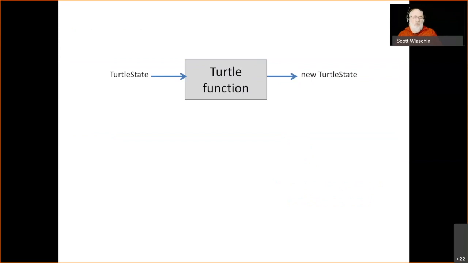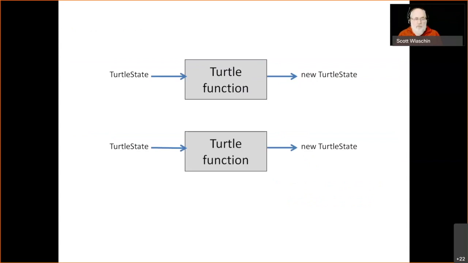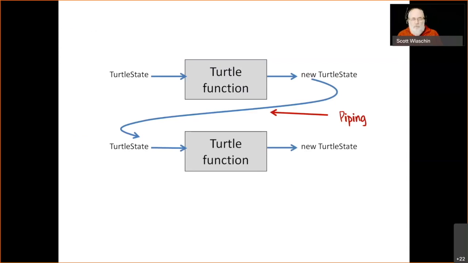So if we think of these turtle functions, they have an input and an output, where each one returns the new turtle state. And then the next function has a turtle state as input, and it returns a turtle state. So if we want to chain these functions together, we can take the output of the first function and feed it into the input of the second function. And in F#, we do that using piping. And the piping we do is, if you're familiar with piping in a Unix command line or console, something like that, it's exactly the same. We take the output of one thing and feed it as the input to the next thing.